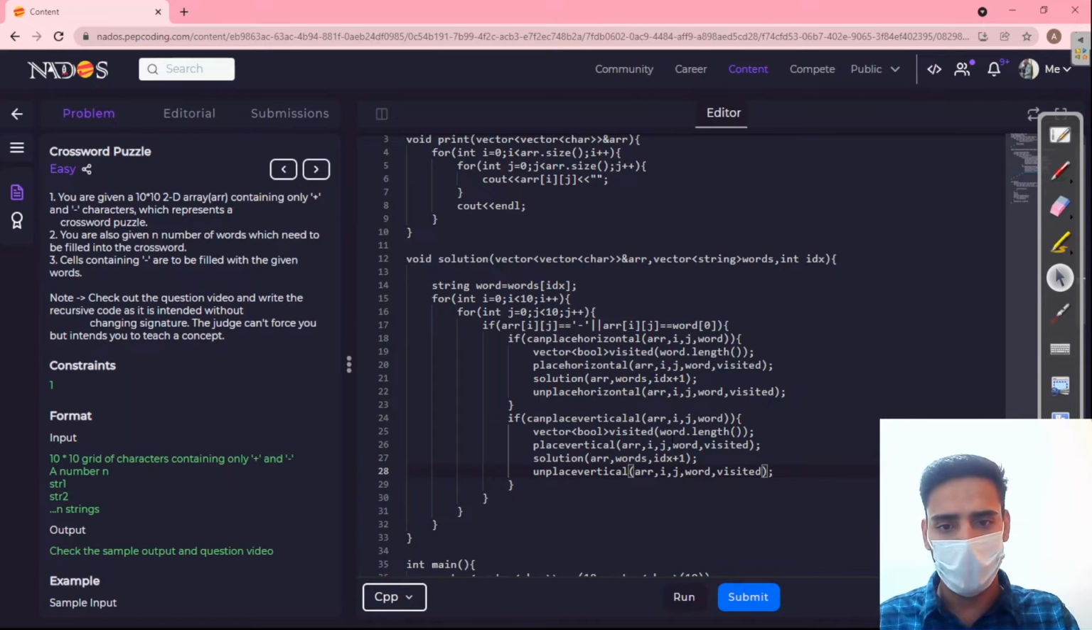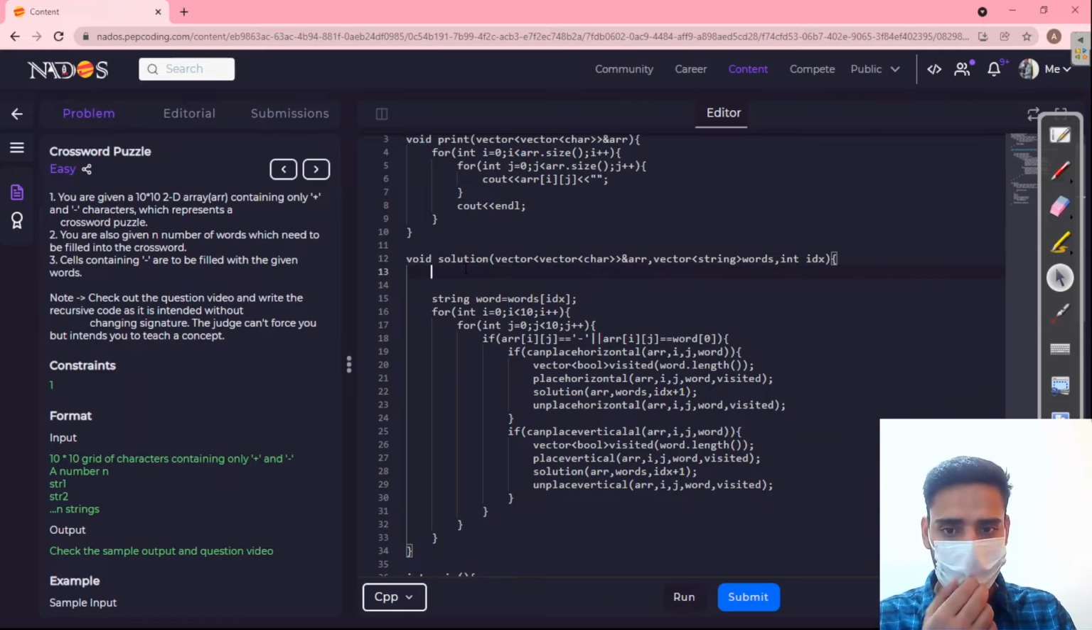This has happened. Okay, now we have to take care of the base case for this recursion call. Don't worry, we will complete all these 6 functions: can place, place horizontal, unplace horizontal, place vertical, can place vertical, and unplace vertical. But first of all we need to complete this function. So what is going to be the base case for this recursion solution call?